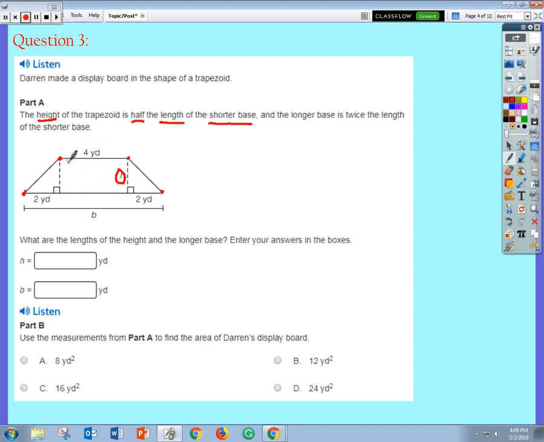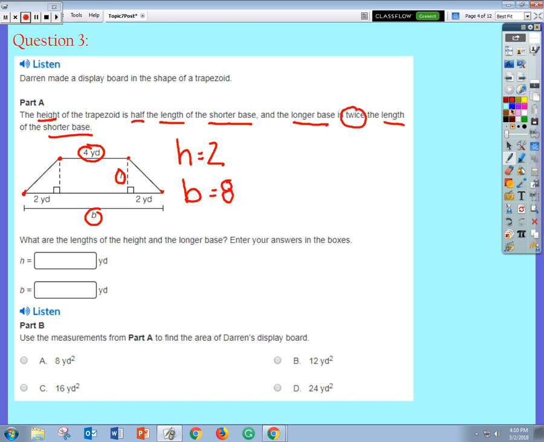Well, the shorter base is 4. Half of 4 is 2. That means the height of this trapezoid would equal 2. And the longer base is twice the length of the shorter base. Okay, the shorter base is 4. It says it's twice as long, meaning B is double from here to here of this. Well, double 4, you get 8. So base is equal to 8.